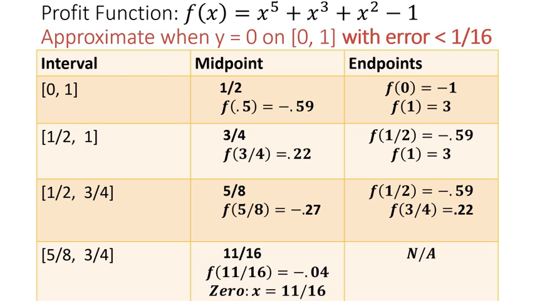Now this is our 4th iteration of the method, so we know at this point the midpoint we get is going to be within our margin of error. The midpoint of this interval is 11/16. When I plug it in, it's pretty close to 0, and so we're just going to approximate the 0 of this function as x equals 11/16. So that's how you use the bisection method to evaluate the zero of a function within a margin of error.